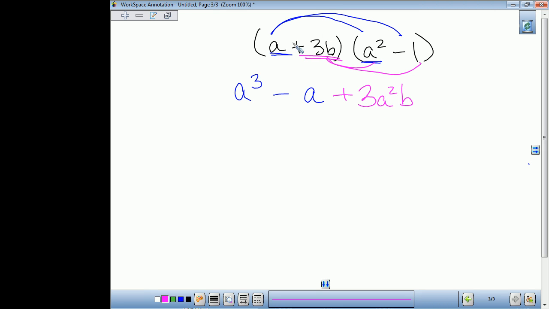All right, positive 3b and negative 1 is negative 3b.